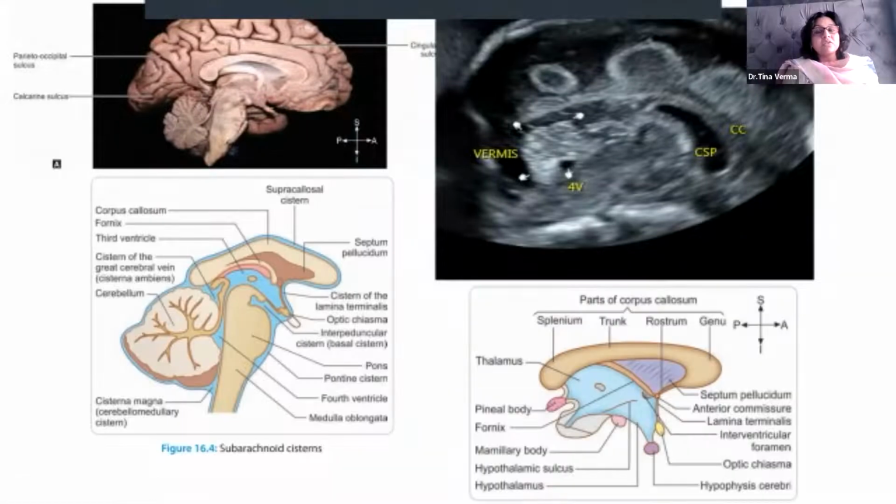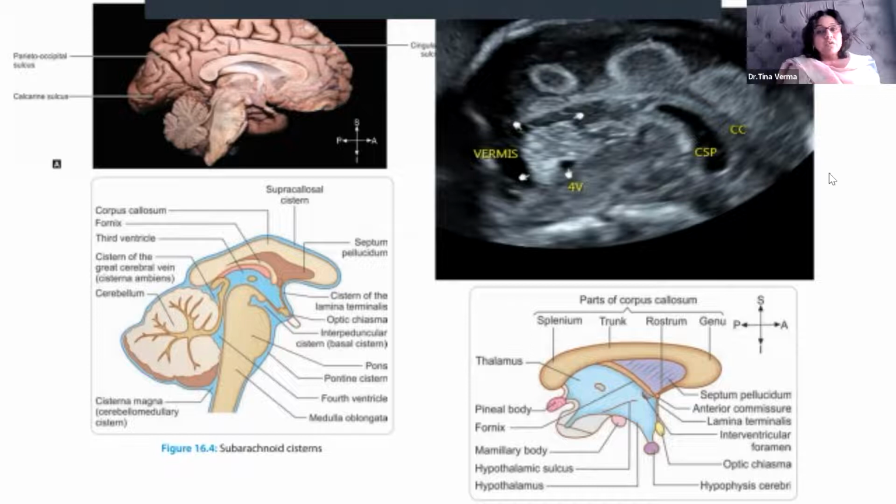So one important thing which I like you to have emphasis on is the mid-sagittal plane. Why is mid-sagittal plane important? Because it is the only plane which will be documenting the corpus callosum in its entirety and vermis. The corpus callosum has 4 parts. An absence of even one of the parts leads to diagnosis of partial agenesis of corpus callosum.